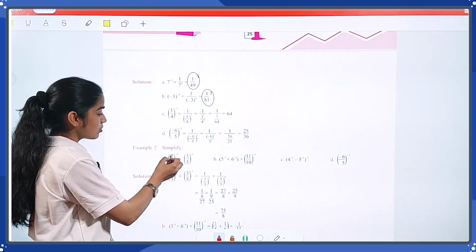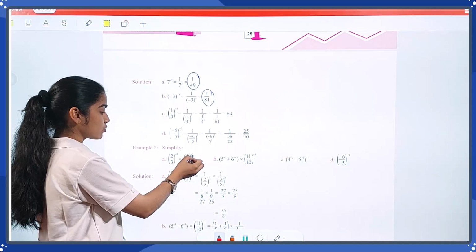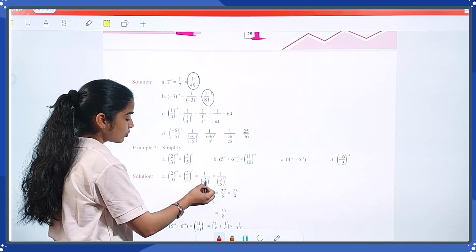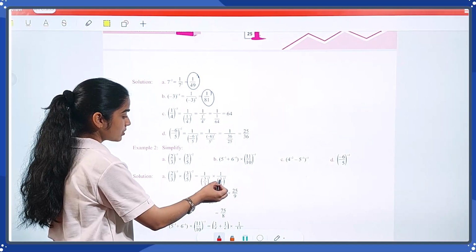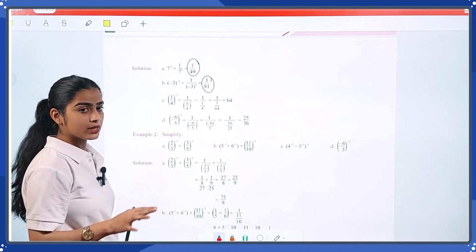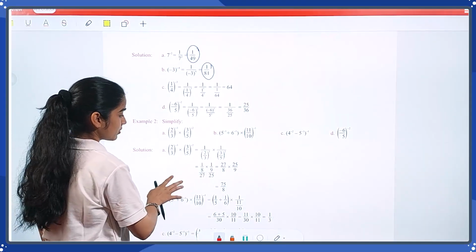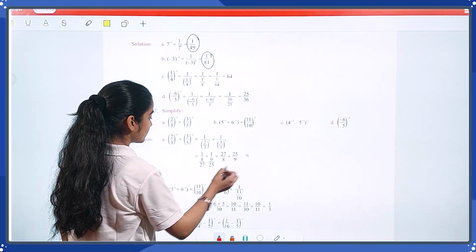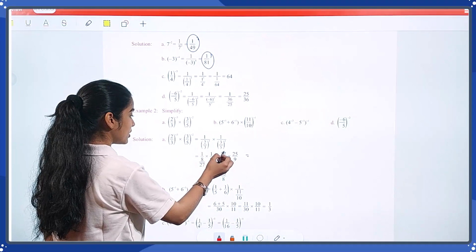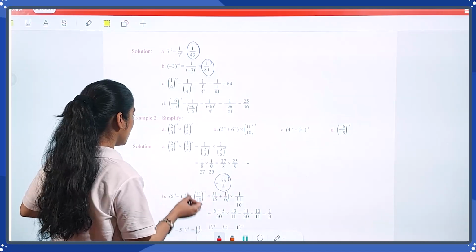So again, 2 by 3 to the power minus 3, and 3 by 5 to the power minus 2. So you can simply do 1, 2 to the power 2 by 3 to the power 3 and 1, 3 by 5 to the power 2. You can take it like this also, or at the moment you will get the reciprocal of this number in positive. So 2 by 3 cubed is 8 by 27, and 3 by 5 squared is 9 by 25, and taking the reciprocal of it, 27 by 8 multiplied by 25 by 9. The end result is 75 by 8.